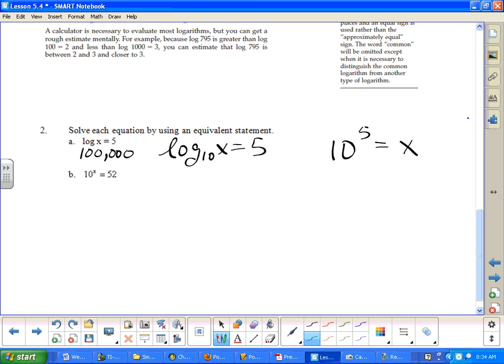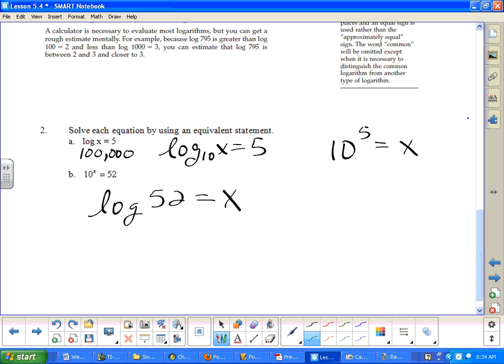And then for letter B, instead of trying to stick that in my y equals to solve it, because the base is 10 here, I can say this is the log of 52 is equal to x. So then all I would need to do is take my calculator, type in log of 52, and I have my number. Now, I want you to think about this for a second.